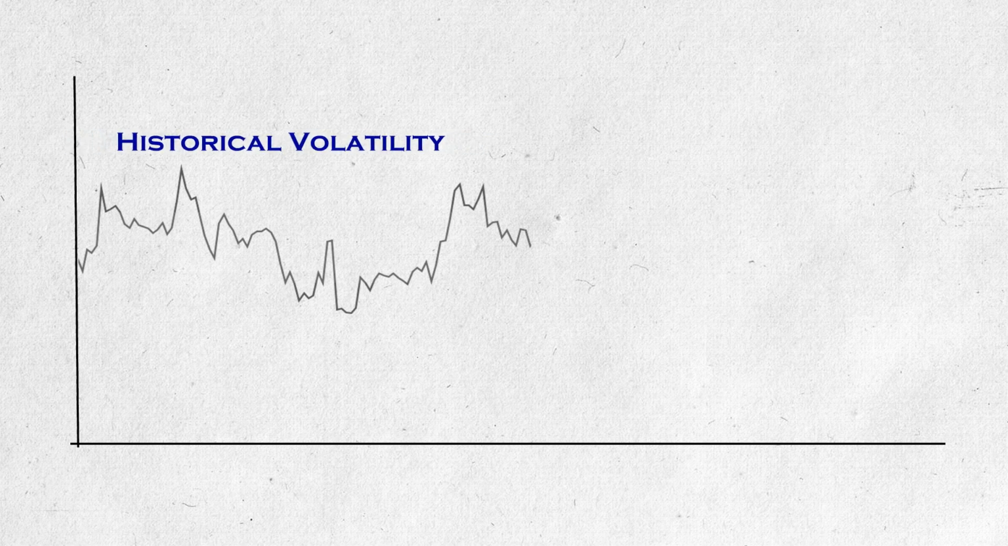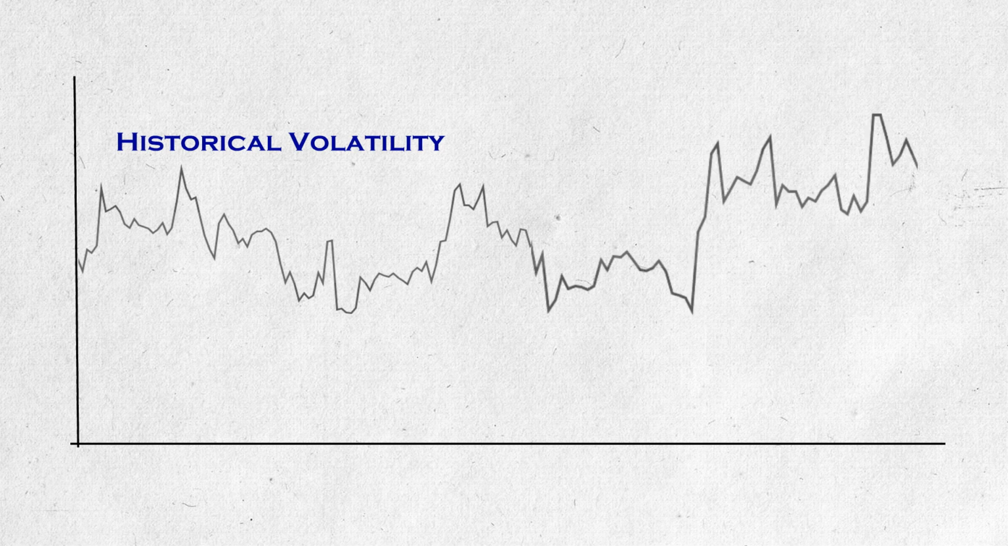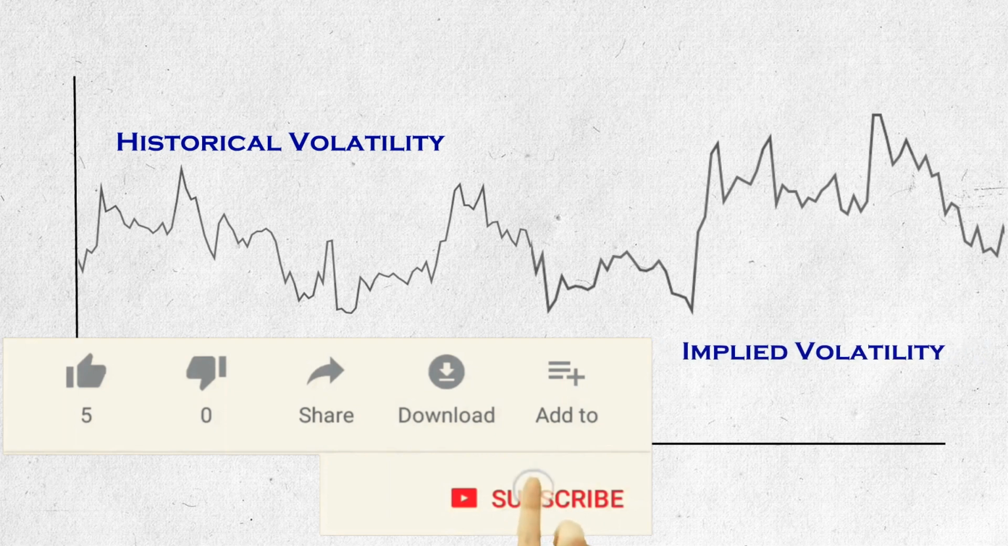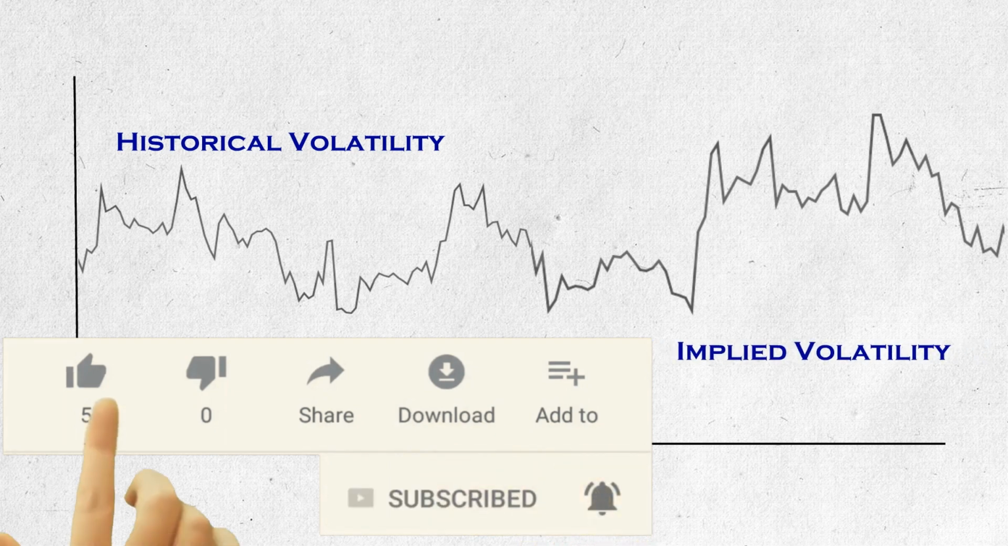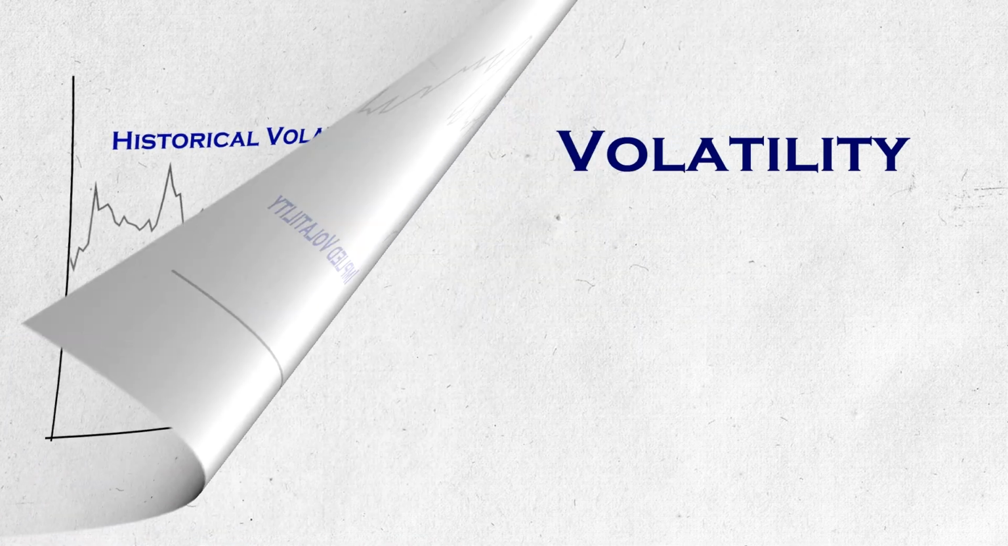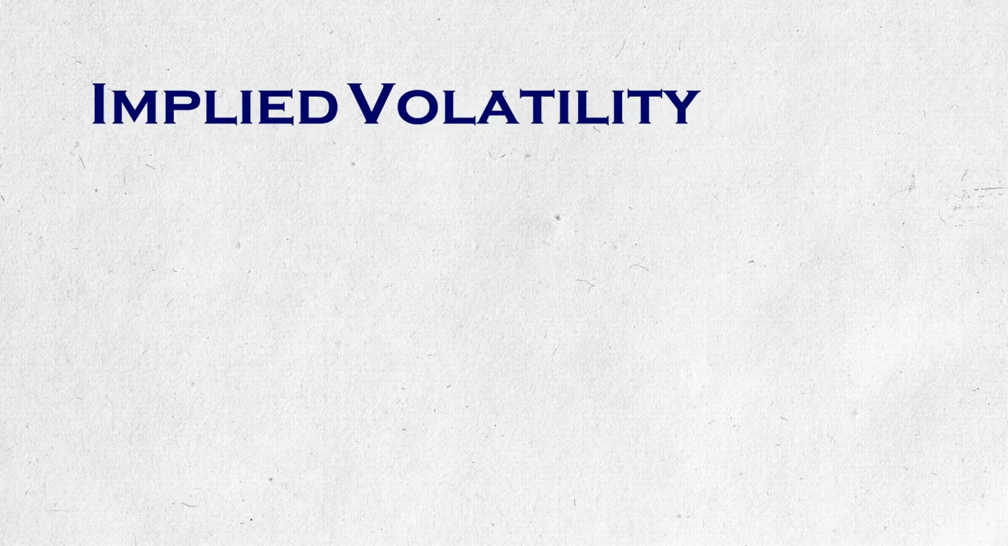Then, what is implied volatility? The volatility which is expected or predicted to have in future is nothing but implied volatility. So simple. Think of it as forecast of future movements in price. So the volatility markets are implying about future is this implied volatility.